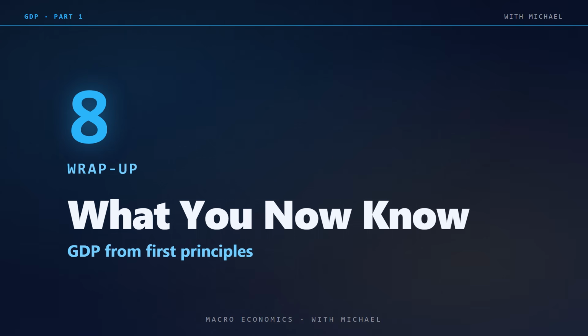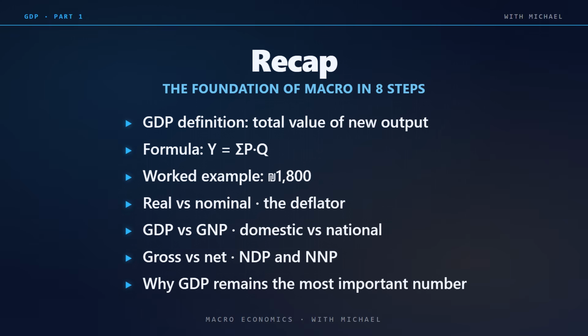Conclusion. In this video, we have built up GDP from first principles. We have seen the definition, total value of goods and services produced. We have computed it through the price times quantity formula. We have walked through a 3-product worked example. We have distinguished nominal from real and seen why the deflator matters. We have contrasted GDP with GNP, domestic versus national. And we have separated gross from net, before and after depreciation. Every modern macroeconomic concept builds on this foundation.